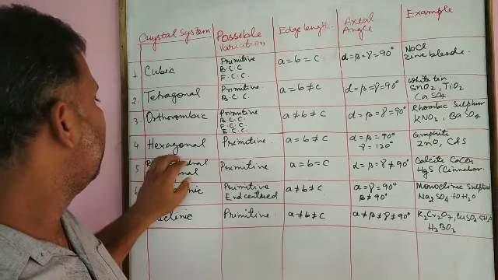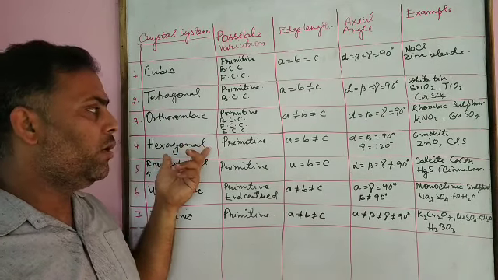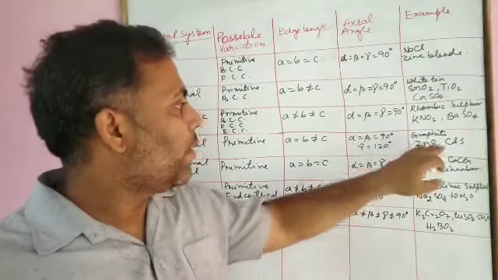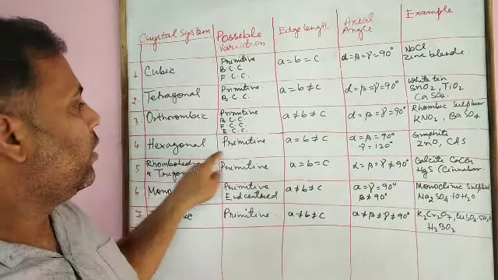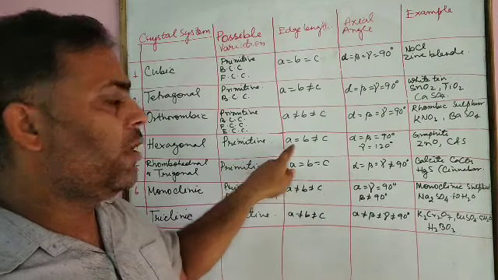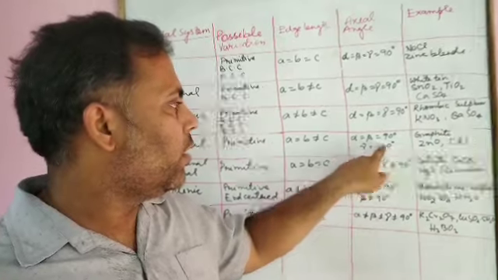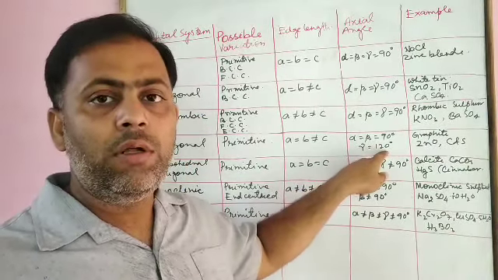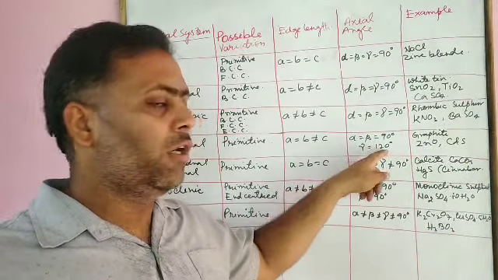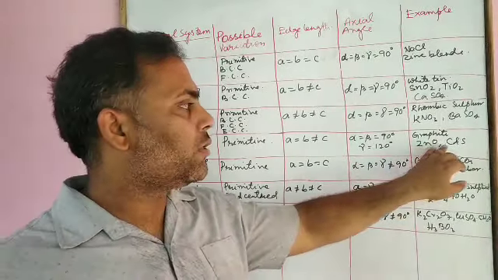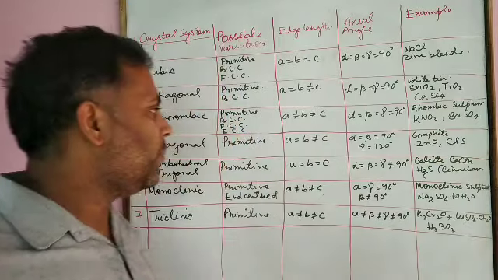Next, we will discuss hexagonal. In hexagonal, we know graphite occurs in hexagonal sheets. It occurs in primitive form. A equals B, not equal to C, in which one angle is 120 degree, because we know in a hexagon one angle is 120 degree, but the other two angles are 90 degree. We have the examples zinc oxide, graphite, cadmium sulfide.